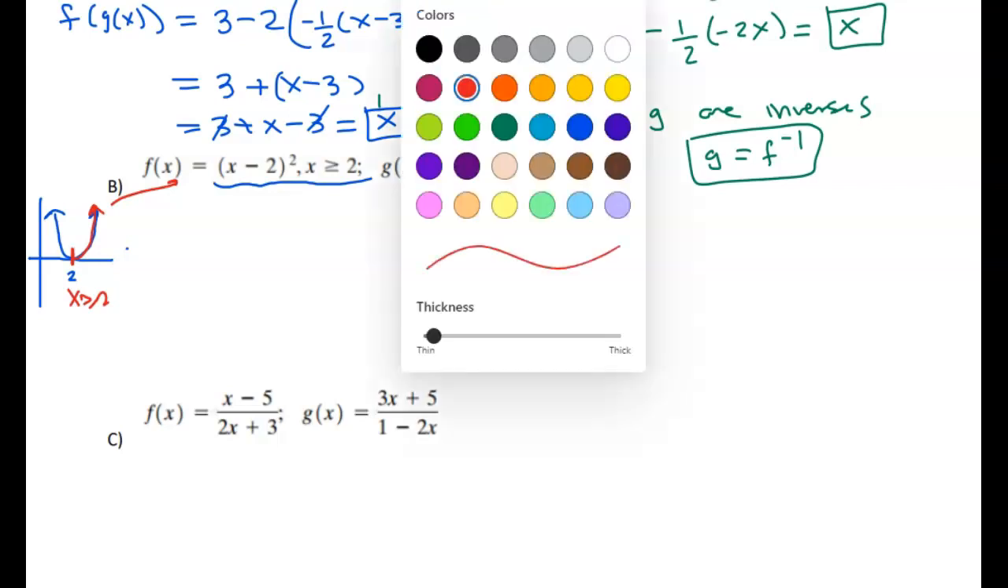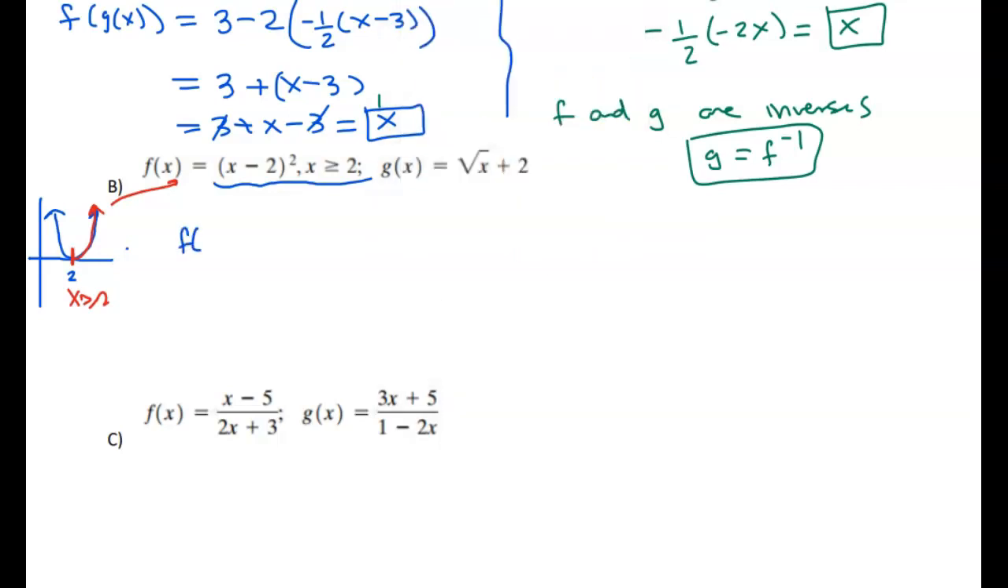So let's do f of g of x. We have (x minus 2) squared. The x gets replaced by square root of x plus 2, minus 2. So these cancel out. Square root of x squared gives me x. Good, so f cancels g.